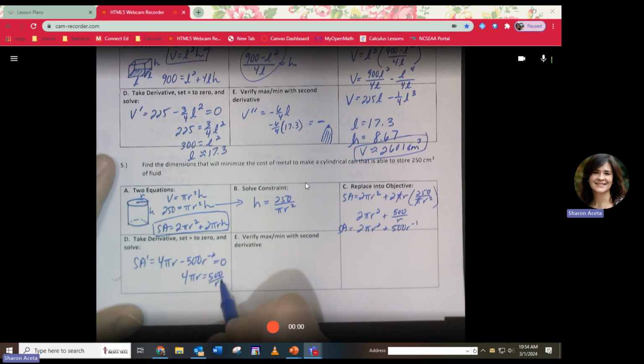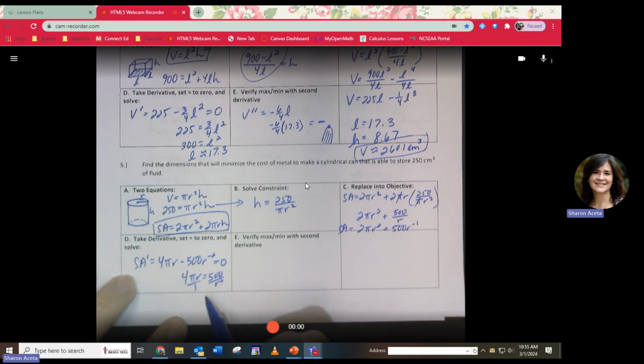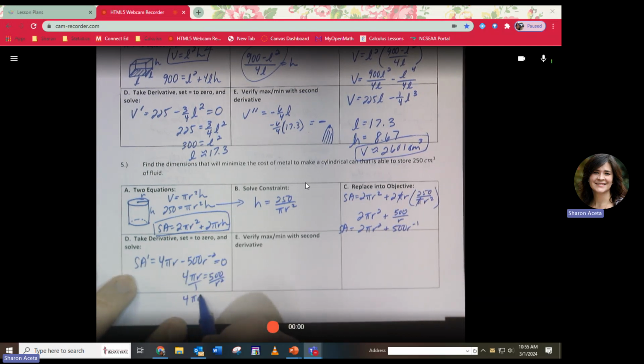Let me put this over r squared. Put that over 1. You can crisscross multiply. You get 4 pi r cubed equals 500. You get r cubed equals, divide by 4 pi, so that's 125 over pi. And then take the cube root, so you have r to be approximately 3.41.